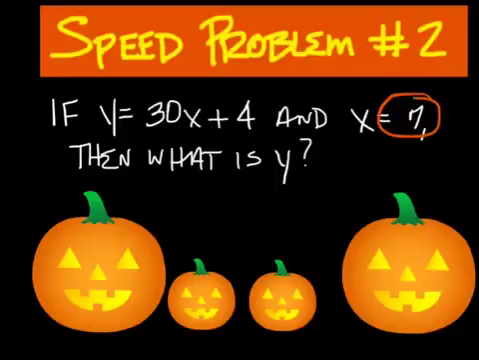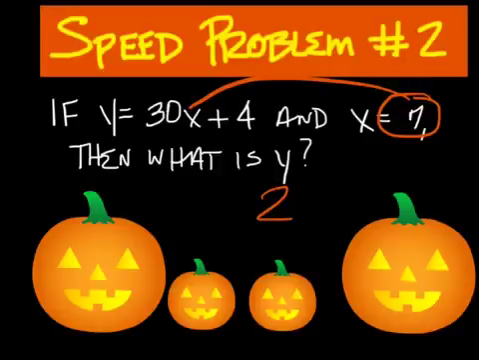Alright, you put a 7 in. You get 7 times 30 is, oh, not 280, 210, yeah. You get 210 plus 4, which is 214.